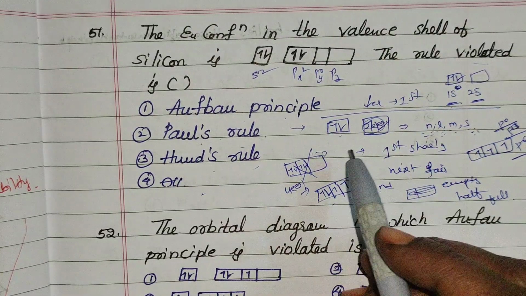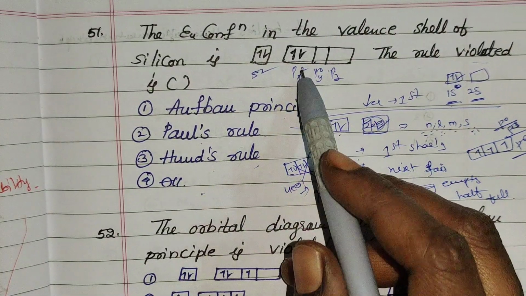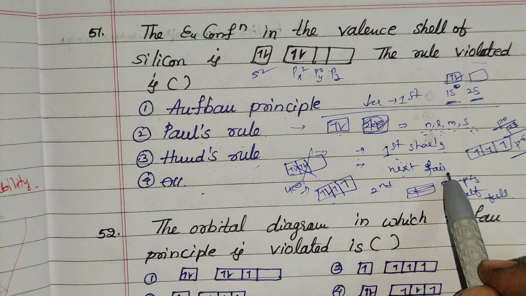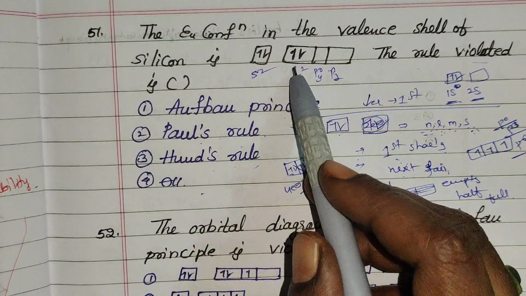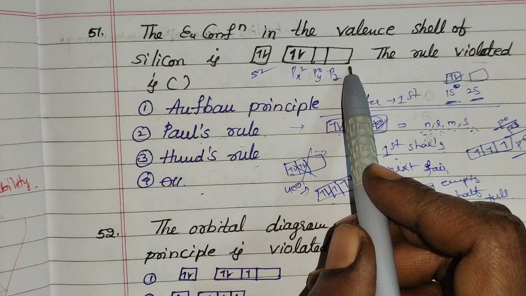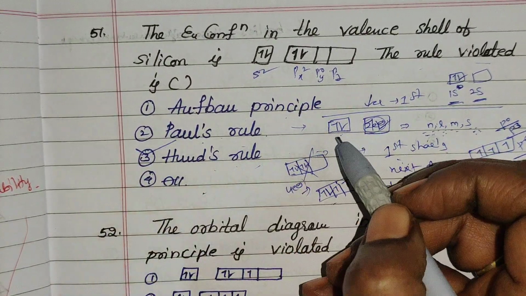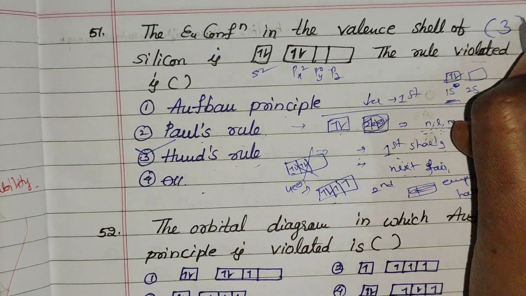Which rule is violated? Here Hund's rule is violated. Why? Because according to Hund's rule, first sharing, then only pairing, but here it is directly paired, there is no sharing. That is why the third rule, Hund's rule, is not being followed. Option 3 is right for this.